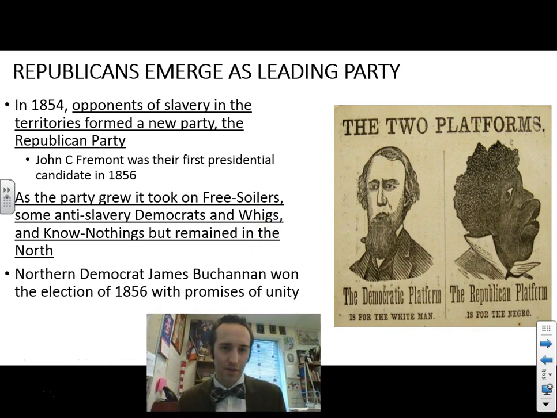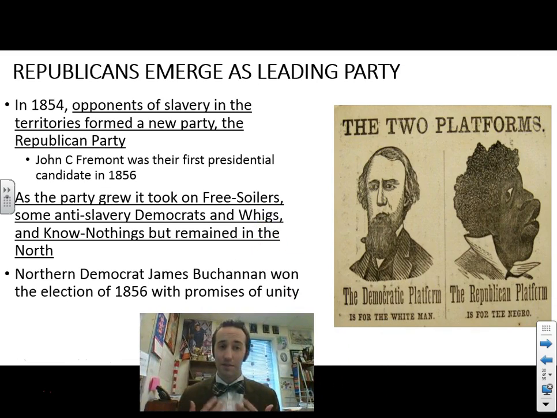But eventually, Republicans started to rise up as this new party that would replace the Whigs. And so opponents of slavery in the territories formed their own Republican Party. They ran for president in 1856, John C. Fremont, one of the leaders in the Mexican Revolt and kind of the main general in California, was their first candidate.